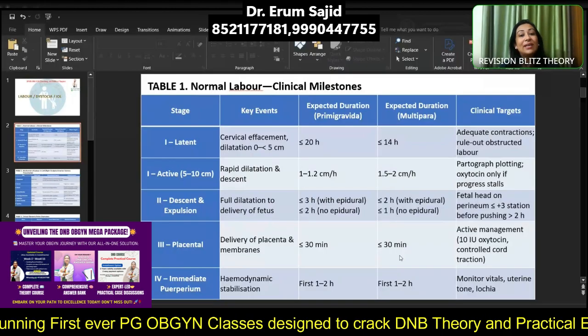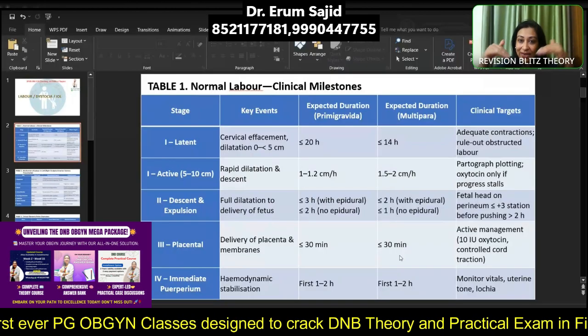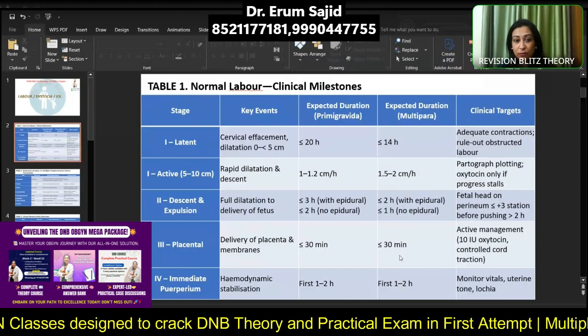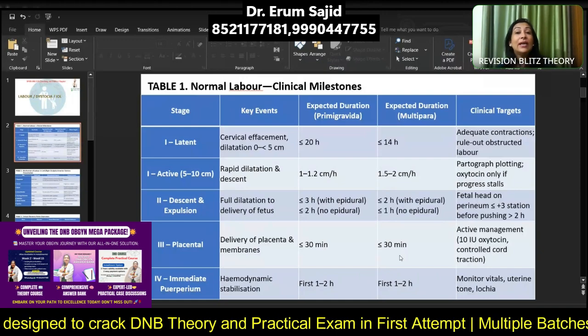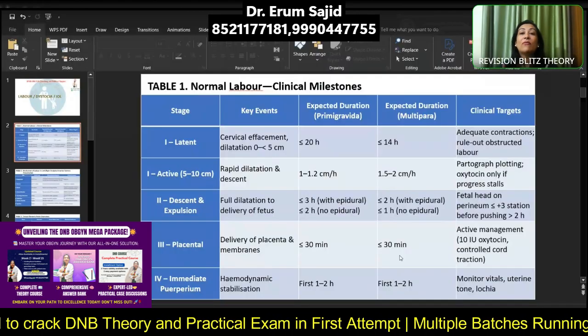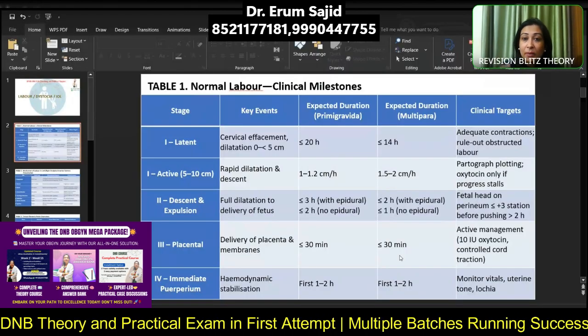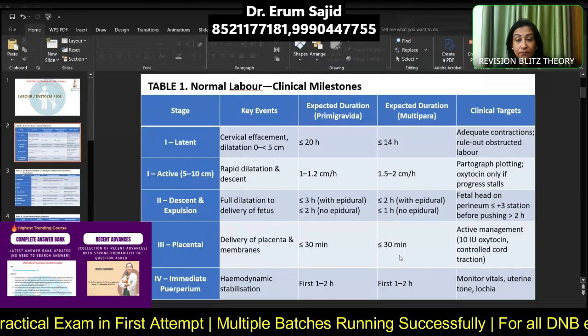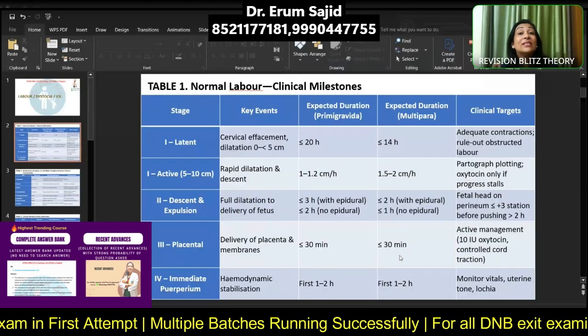Then you have descent and expulsion ongoing. So descent keeps going on, and then expulsion, this is the second stage of labor. You have to be very, very watchful. Okay, so at full dilatation and delivery of the fetus, here you have to be watchful for one thing. If the epidural is given in a primigravida, you can give her 3 hours, not more than that. I'm talking about the second stage.